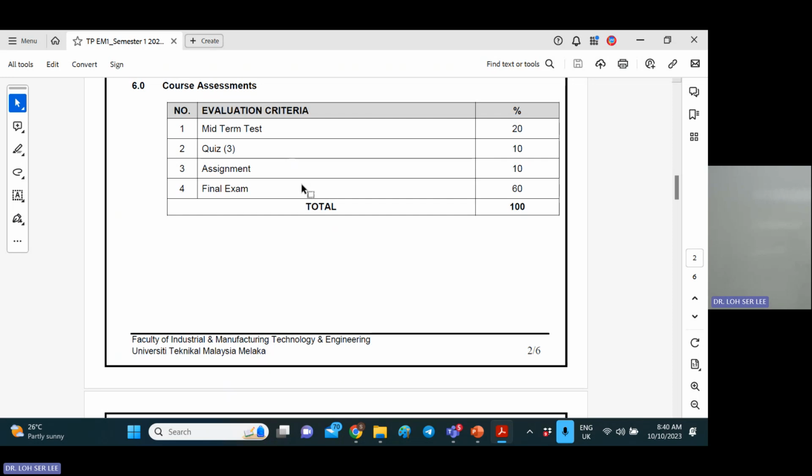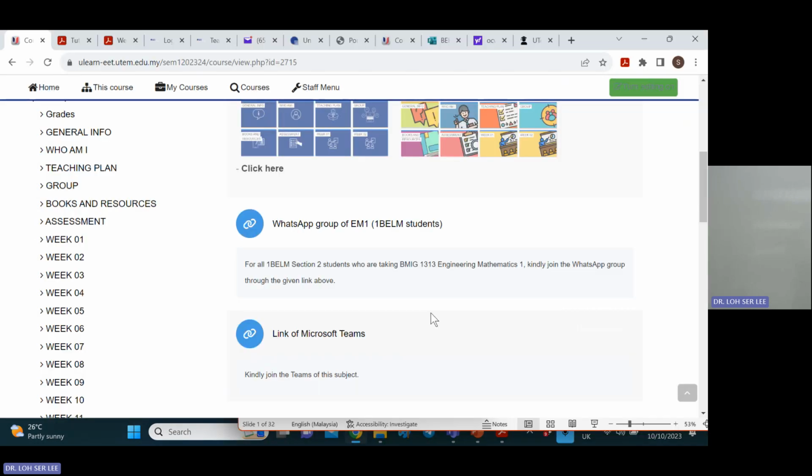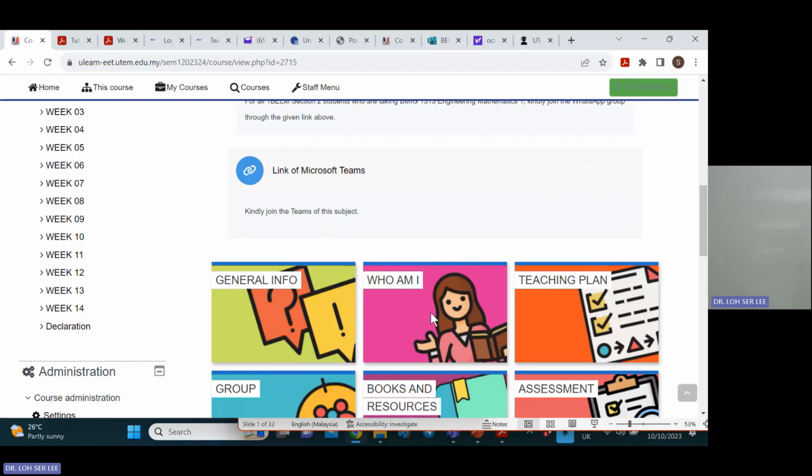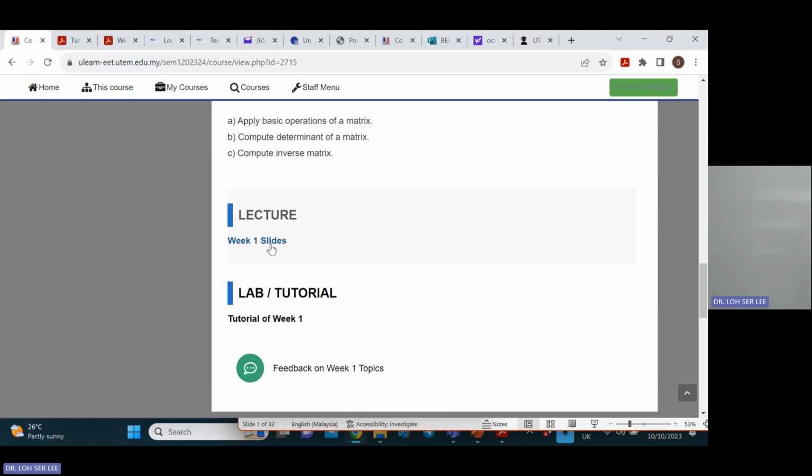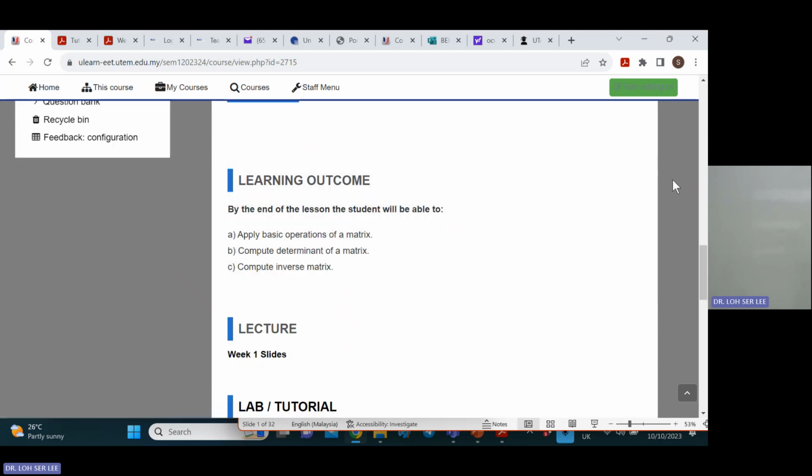I will also give the tutorial questions in ULearn. If you enroll into this ULearn, for every single week I will show the learning outcome. For example, by the end of this week, you should be able to apply the basic operations of a matrix, compute the determinant of a matrix, and compute the inverse matrix. You can get the lecture slides and tutorial questions for every week from here.